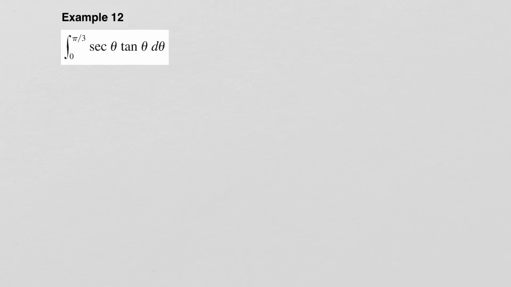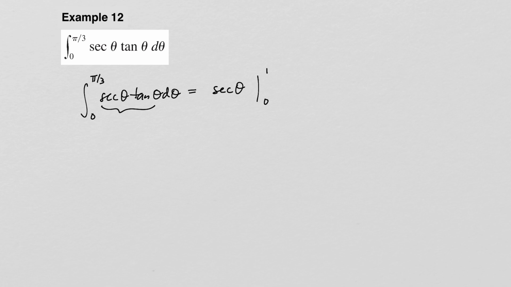Next example, integral from 0 to pi over 3, secant theta, tangent theta, d theta. All right, so this one may look difficult, but it's not that difficult. And it's because we know that secant of theta, tangent of theta, is the derivative of secant. So the antiderivative of it is just secant. And this just becomes secant of pi over 3 minus secant of 0.